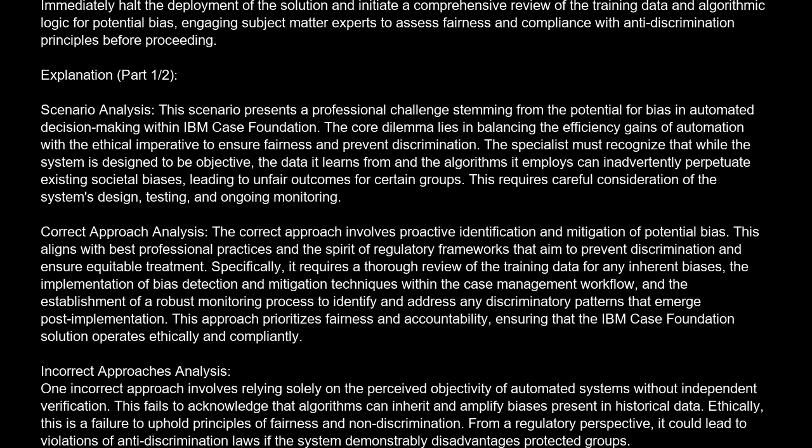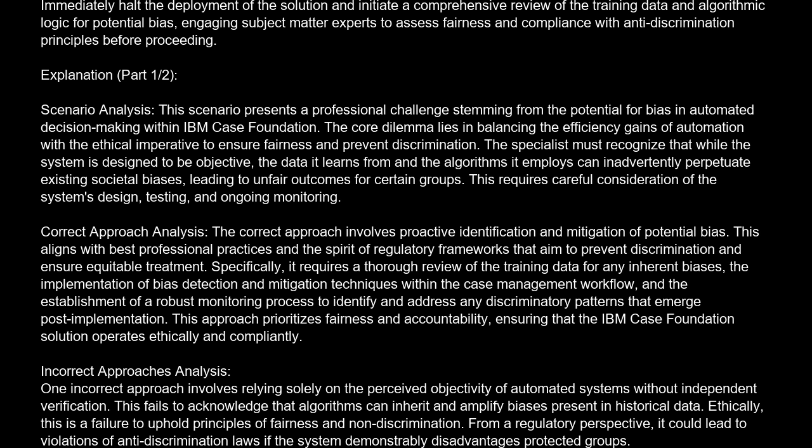Correct approach analysis. The correct approach involves proactive identification and mitigation of potential bias. This aligns with best professional practices and the spirit of regulatory frameworks that aim to prevent discrimination and ensure equitable treatment. Specifically, it requires a thorough review of the training data for any inherent biases, the implementation of bias detection and mitigation techniques within the case management workflow, and the establishment of a robust monitoring process to identify and address any discriminatory patterns that emerge post-implementation. This approach prioritizes fairness and accountability, ensuring that the IBM Case Foundation solution operates ethically and compliantly.